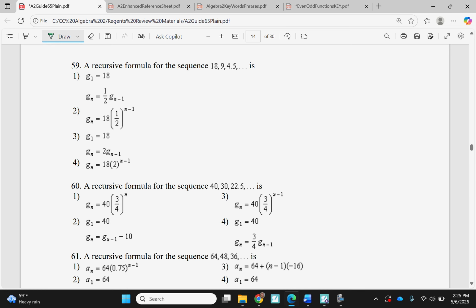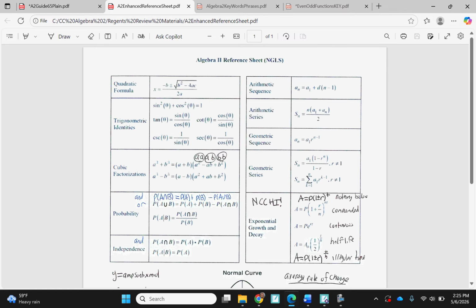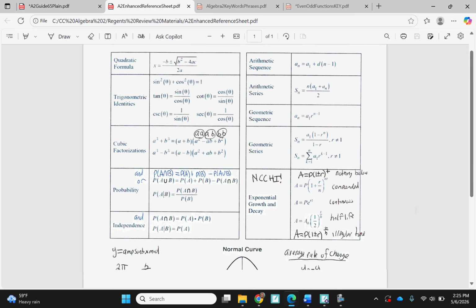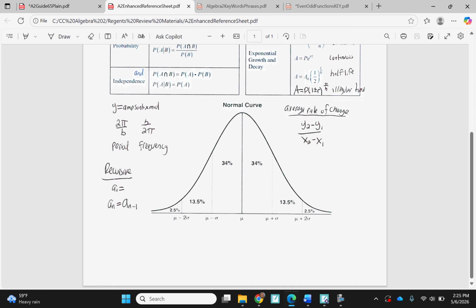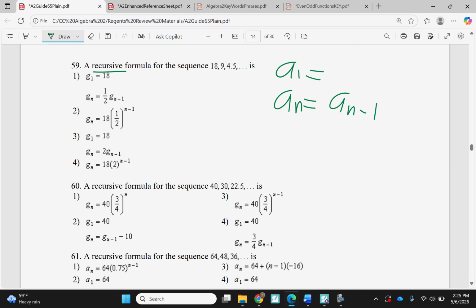Recursive: a1 equals, an equals an minus 1. On my enhanced reference sheet, I wrote out my formulas and songs, including recursive, which is right there. You write that. From there, it's a pretty easy question to get correct. A1 is 18. And then you're telling me what you're doing to the previous term.